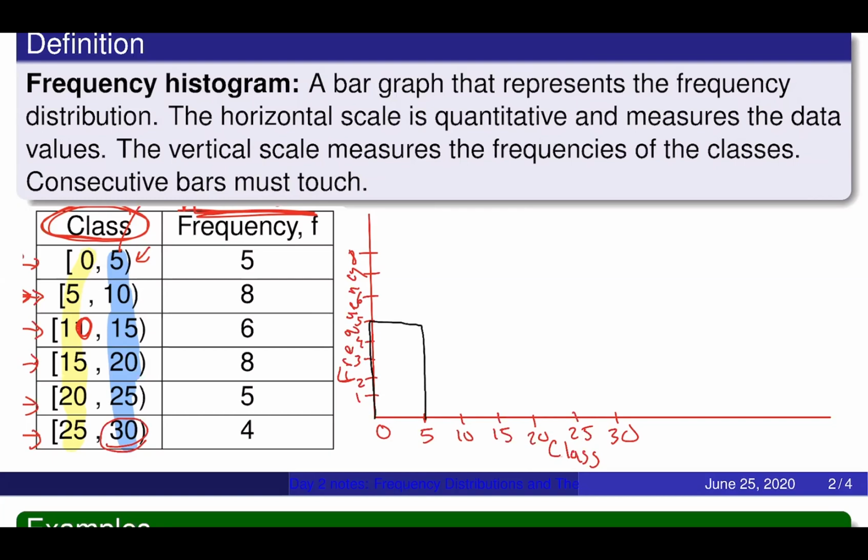And if you look at it, the bar goes from 0 to 5. And the reason why I go 0 to 5 is because that's our class; our classes are from 0 to 5. All right, so let's do the next bar.